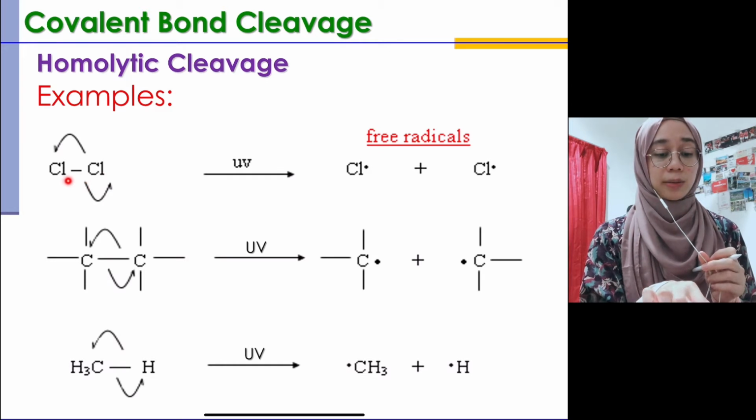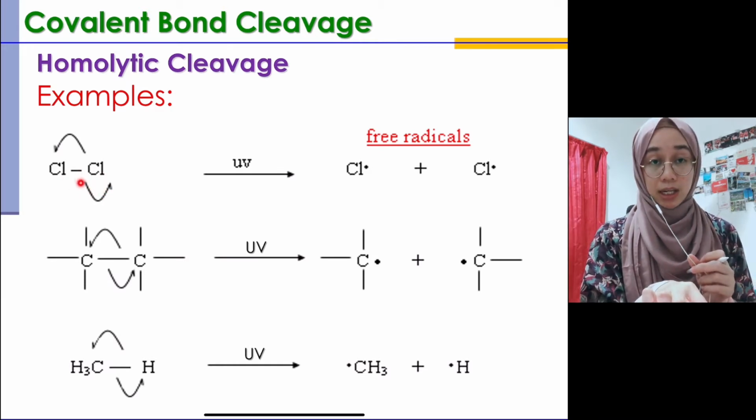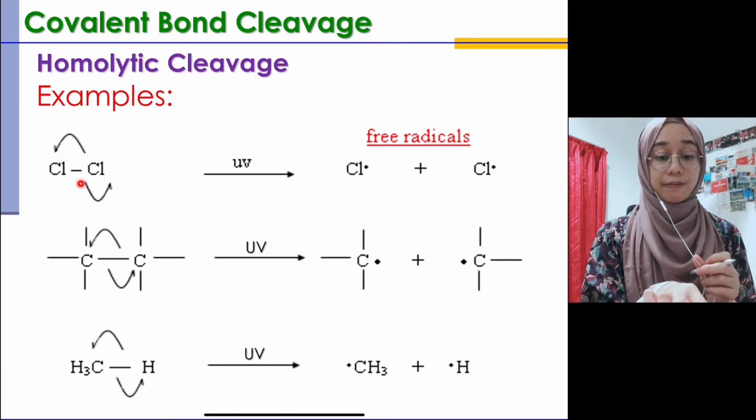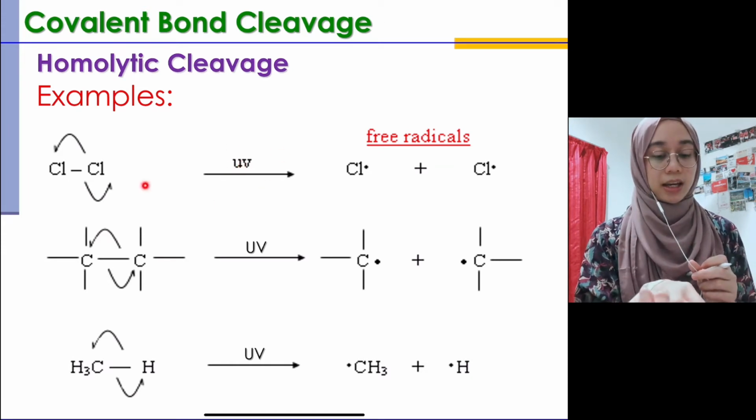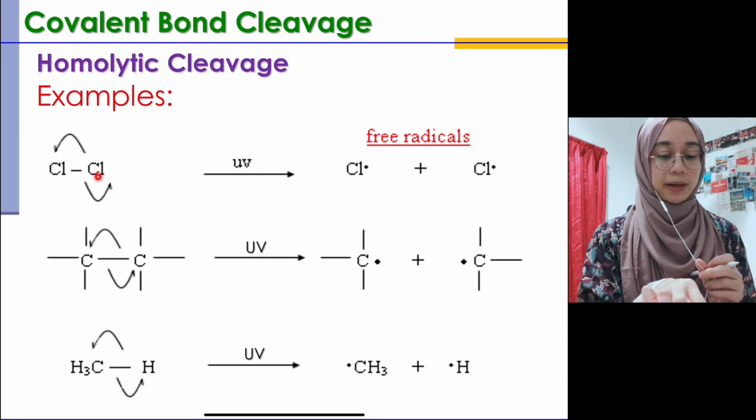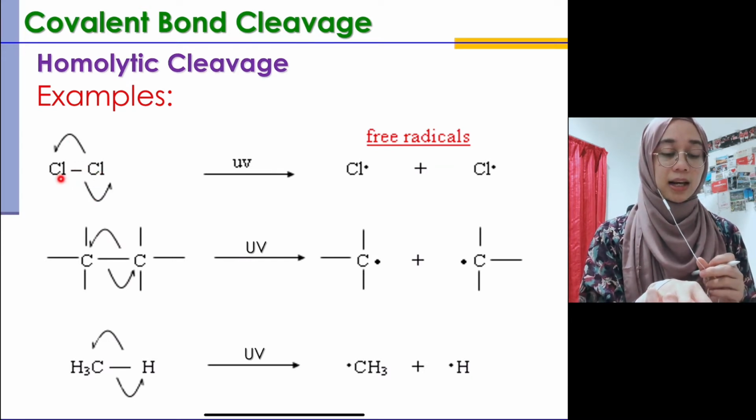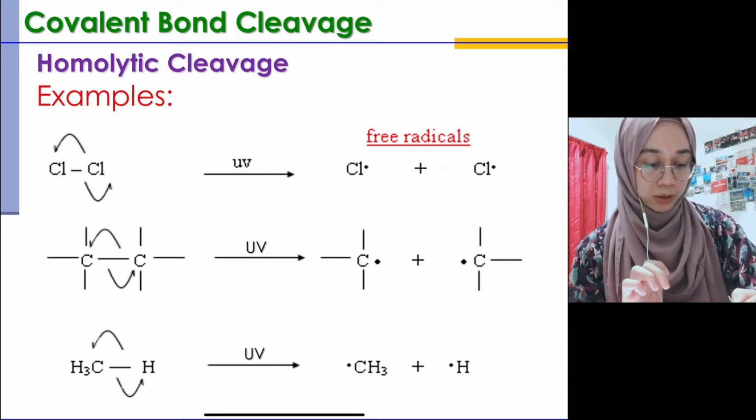Cl2. Okay, so the bond shared by these two Cl atoms, so they break symmetrically, so they undergo homolytic cleavage, whereby kena ada UV. Okay, so one of the electron akan pergi kepada Cl, another electron pergi kepada Cl. Supposedly, yang ni arrow ni tak betul sangat.